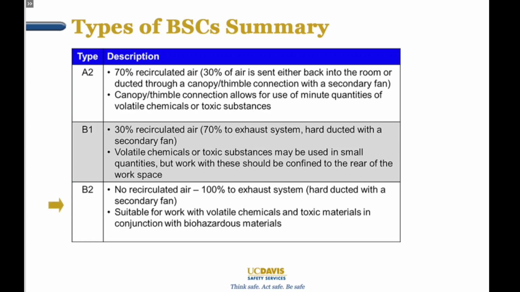Finally, the Type 2 B2 BSC does not recirculate any air within the cabinet and 100% is exhausted, which means that volatile and flammable chemicals and toxic materials are directly exhausted. It is important to remember, though, that the B2 is costly to install, operate, and relocate. Often the HVAC of the room will need to be reconfigured to account for the B2 BSC. B2 BSCs are also unnecessary for the majority of biological work.